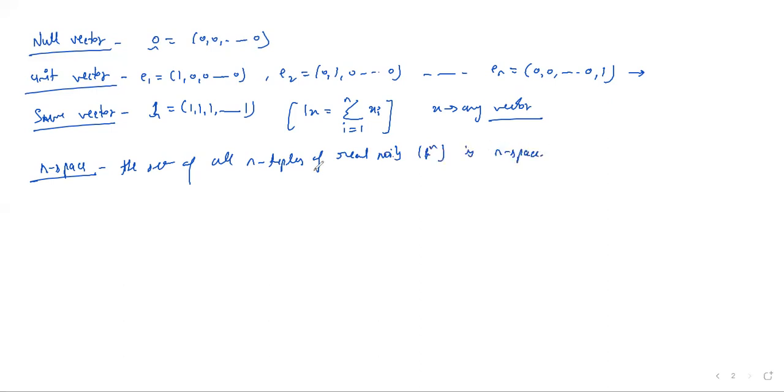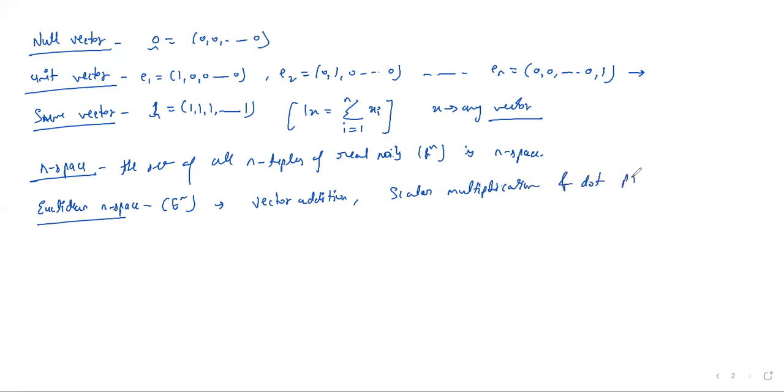And there is one more thing which you must have heard, which is Euclidean n space, represented as E to the power n. What is Euclidean n space? The space E to the power n with the operations of vector addition, scalar multiplication, and dot product is called Euclidean n space.